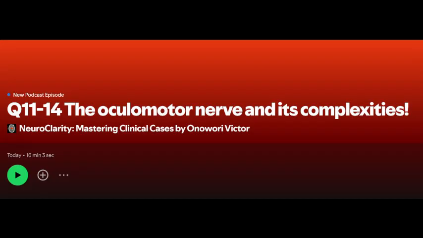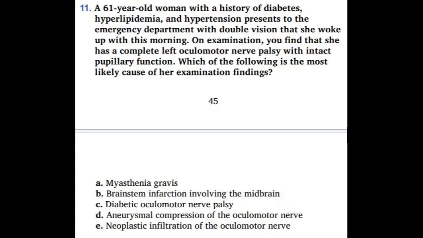So we begin with question 11. We have a 61-year-old woman with a history of diabetes, hyperlipidemia, and hypertension who presents to the emergency department with double vision that she woke up with this morning. On examination, you find that she has a complete left oculomotor nerve palsy with intact pupillary function. Which of the following is the most likely cause of our examination findings?